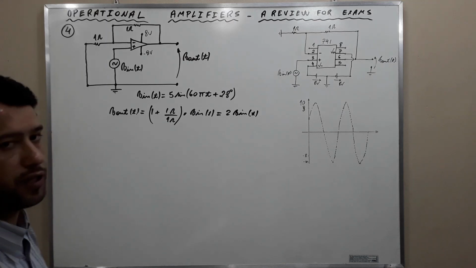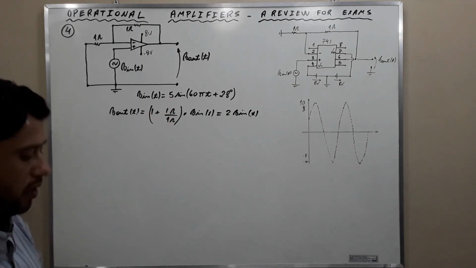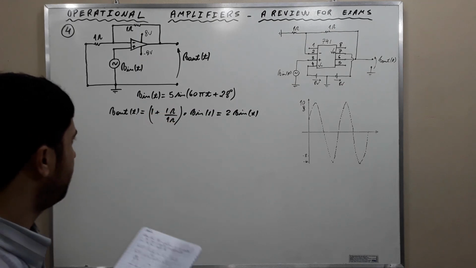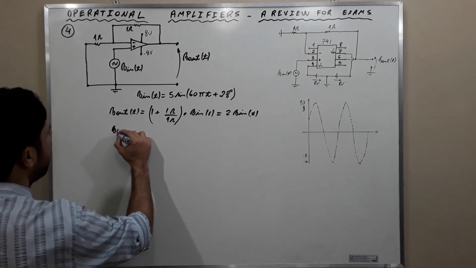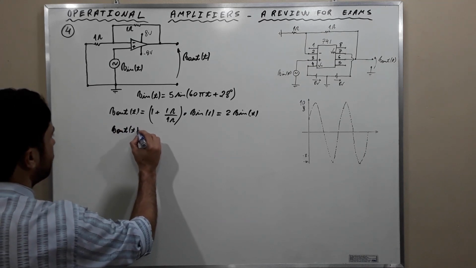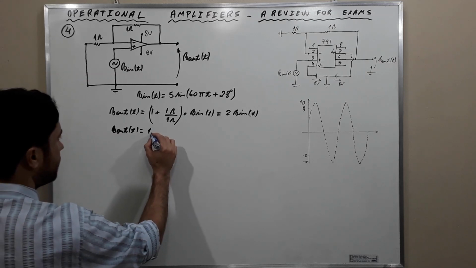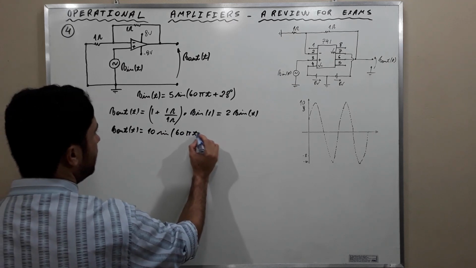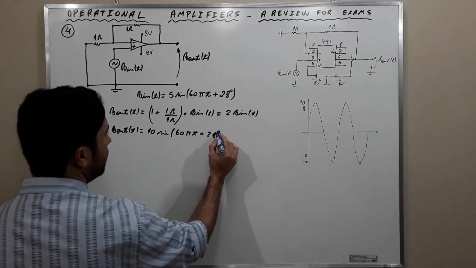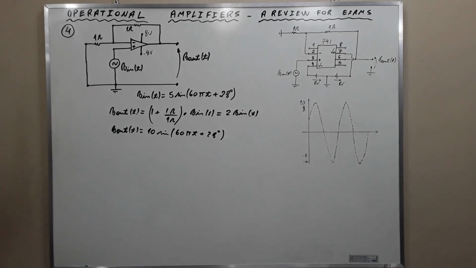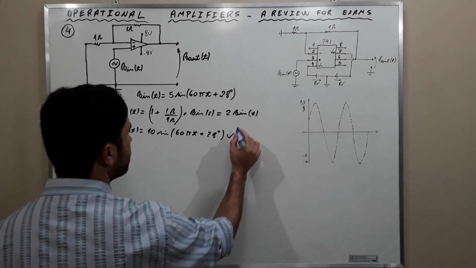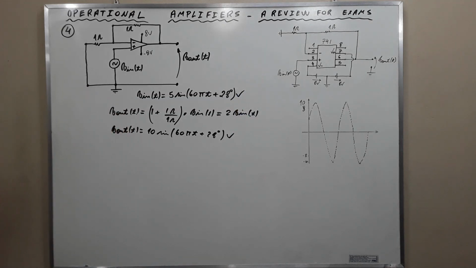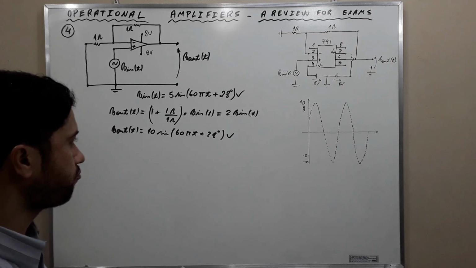And the exercise stated that V in is this. Then for us here, V out will be equal to 10 times the sine of 60 pi t plus 28 degrees. And this is voltage. Alright. Now let's draw what the exercise wanted us to draw. Let's draw here. Okay?